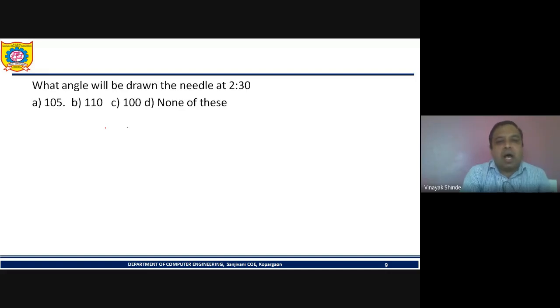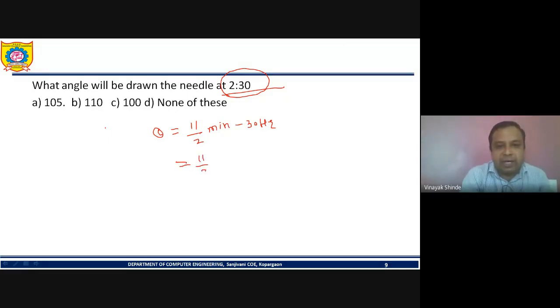What angle will be drawn by the needles at 2:30? If the time is showing 2:30, what is the angle, that is, theta? As I told you, use the formula: theta is equal to 11 by 2 into minutes minus 30 into hours. You can use this formula.